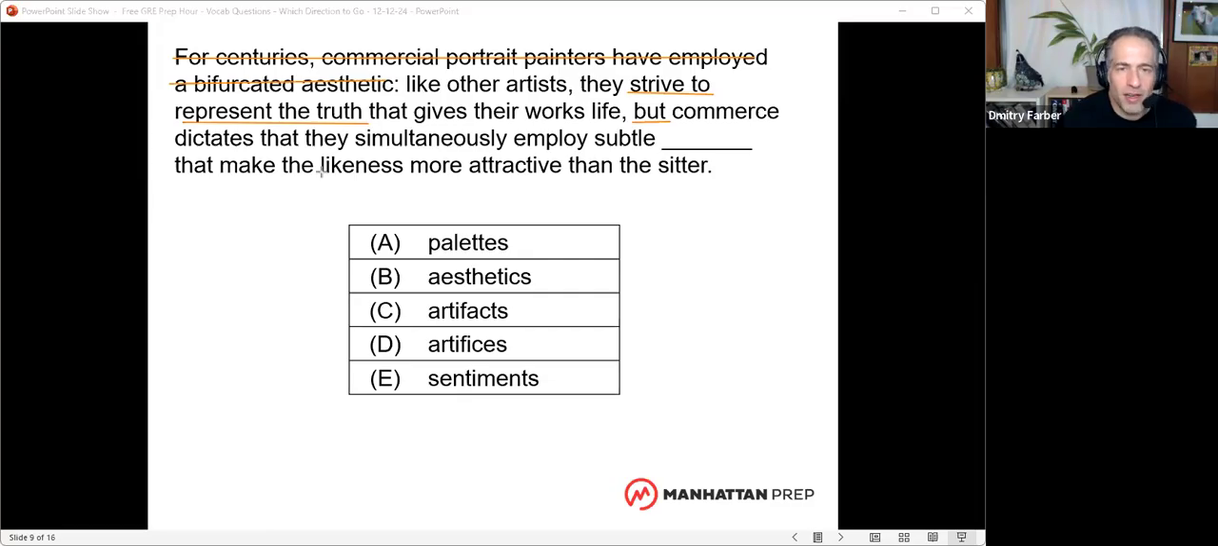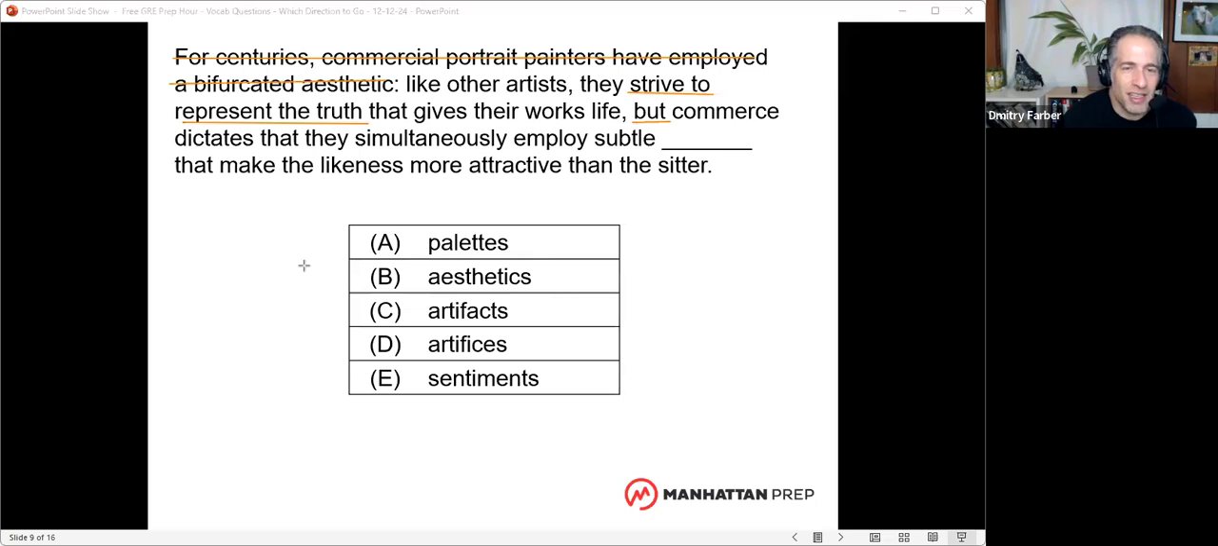Make the likeness more attractive than the sitter. So they're saying the painting has to be prettier than me, right? If I hire you to paint a picture of me, I'm like, paint it real, man. Show me the way I look. But I want it to look good. I don't want to look ugly, right? And so the painting still has to look a little bit better than I do, right? Even though I'm asking for honesty.